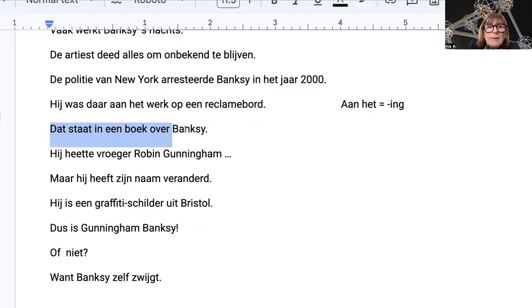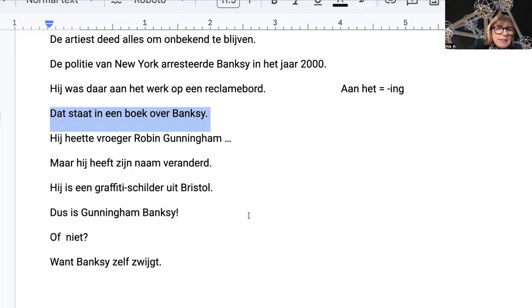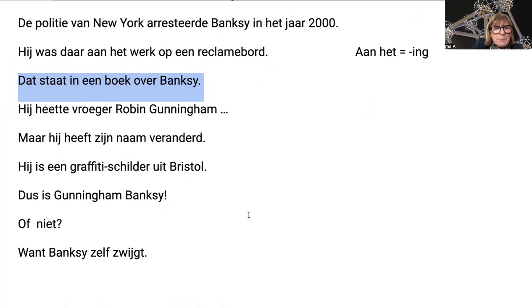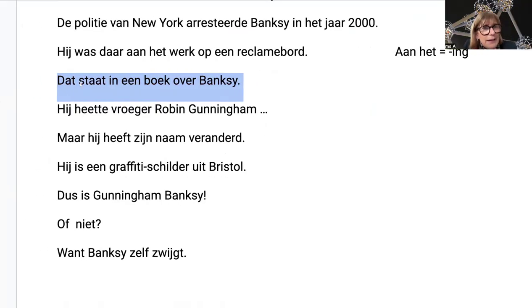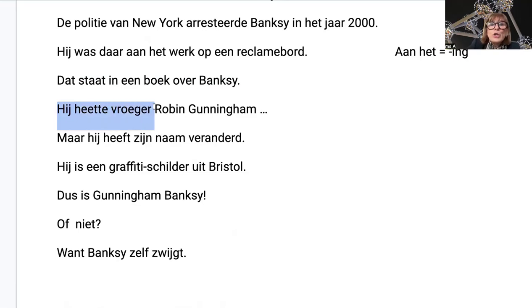Dat staat in een boek over Banksy. That, but staan here, it's not like stays, but that is, staan. When it's written, you use rather the verb staan instead of to be. So that is in a book about Banksy. Hij heette vroeger Robin Cunningham. So he was called before Robin Cunningham.